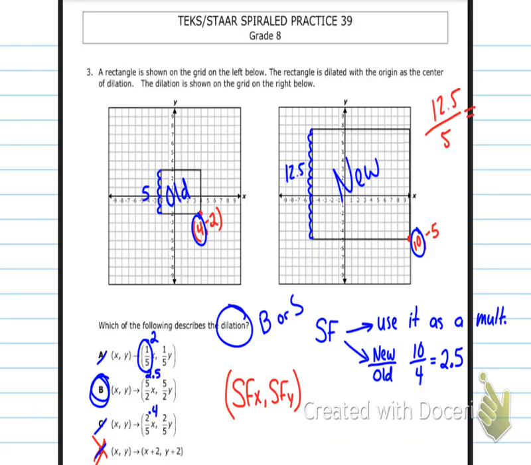So your scale factor works with any new over old. Actually, let me emphasize, any corresponding new over old. I can't just use the height of one and the base of the other. They have to be the same corresponding parts.